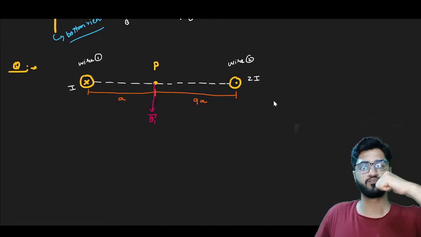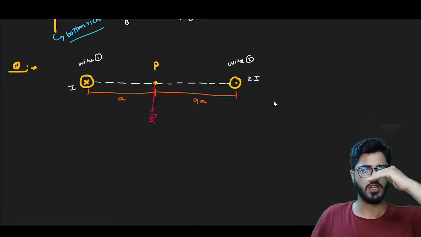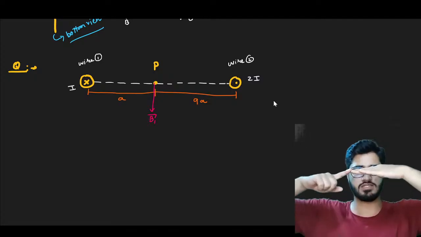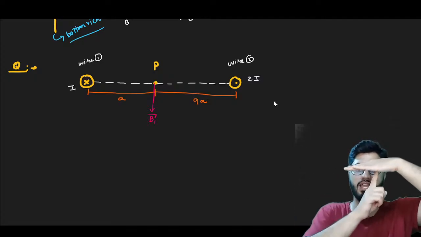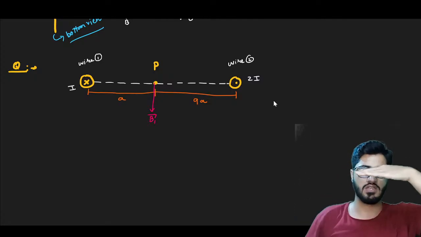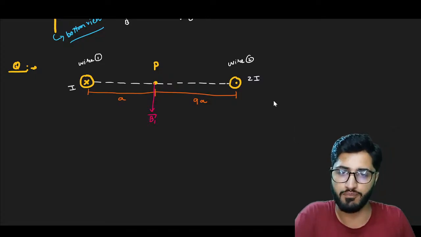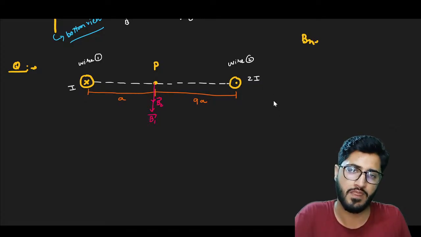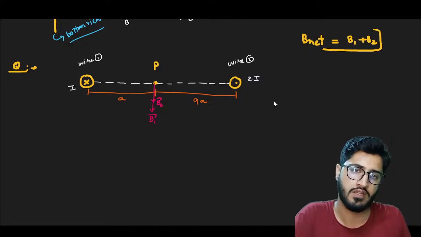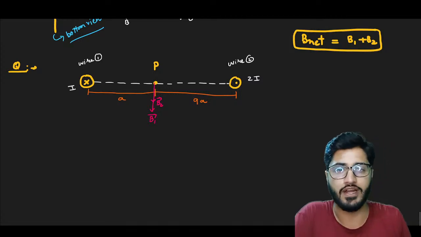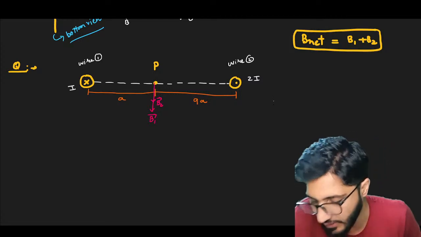It is outside. Stretch your fingers towards point P. Yeah, I can just stretch it now. You will find this palm is downwards, right? So it is in the same direction of B1. So I can write here B2. Now we need to find out B net. So B net would be B1 plus B2, same direction. So I need to find B1 value and B2 value.